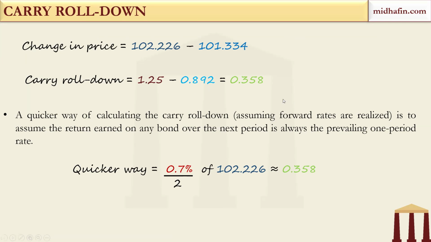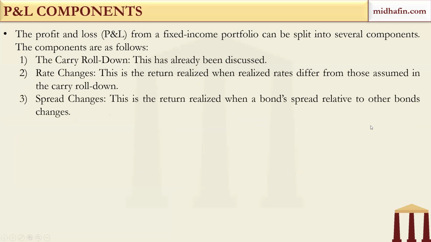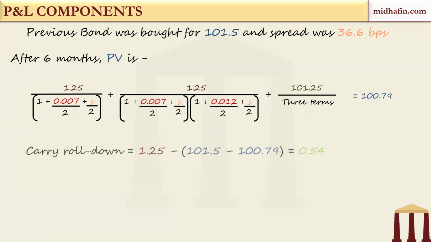Okay, you see, assuming forward rates are realized. And here, I am calculating the carry roll down by assuming that the forward rates are unchanged. So 6 months ago, if the forward rate was 0.7%, today also, after 6 months, the six month rate is 0.7%. So the same logic applies here. And we find the carry roll down to be 0.54%. Now here, the only thing that changed was the time to maturity from 2 years to 1.5 years. I got the carry roll down and this is the price.